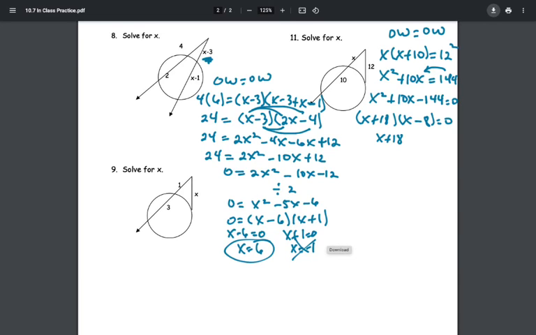So x plus 18 equals 0 and x minus 8 equals 0. So x equals negative 18, which represents a segment length, so we can't use that one. And x equals 8. So that's my answer for that one.